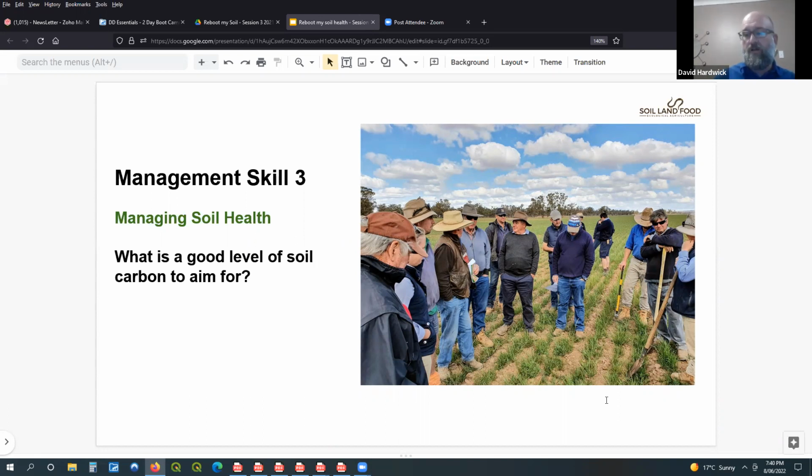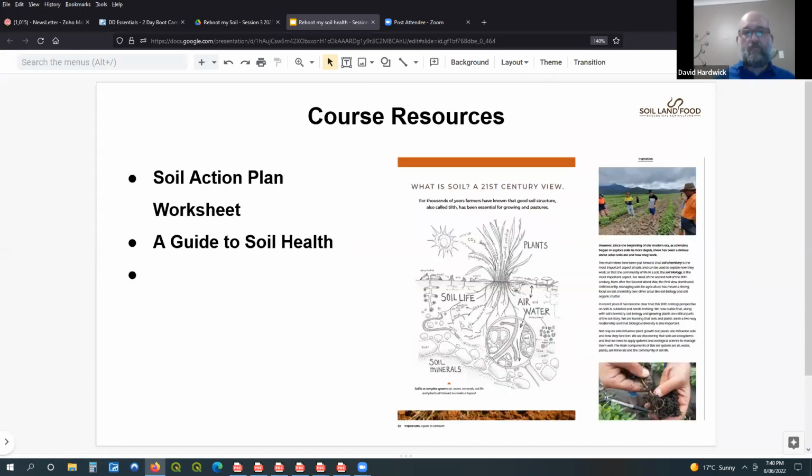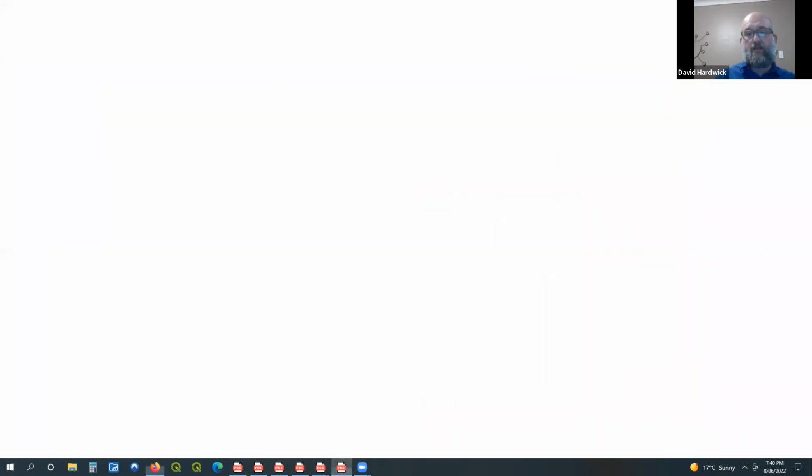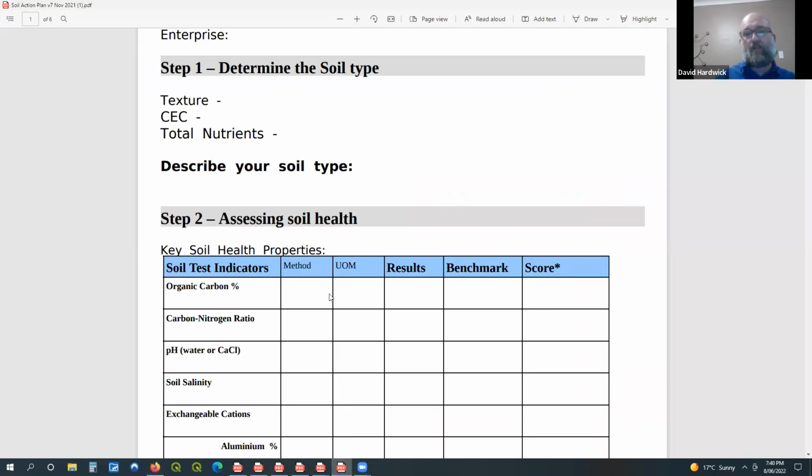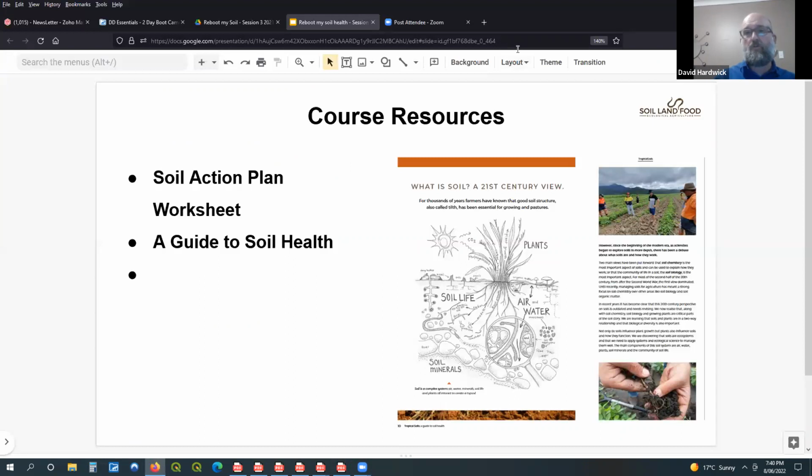but the soil functioning. Okay, so with that in mind, everyone, there's a bit of resources here and there that we've already mentioned, and hopefully you've got a soil action plan copy that Catherine sent around, which looks like this, and you can just be filling in your results on it, along with finding a benchmark and things like that as we go, if you've got a soil test and that's what you want to do.